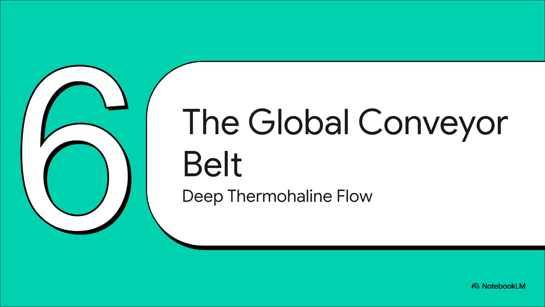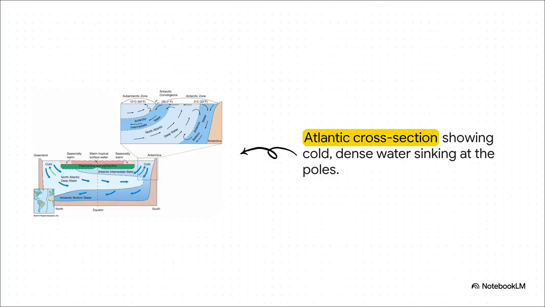Finally, let's wrap things up with Part 6, the global conveyor belt. All right, we're leaving the wind-driven surface behind entirely and sinking into the ocean's second major engine. Down here in the pitch black, thermohaline circulation runs the show. Thermo meaning temperature, and haline meaning salinity.